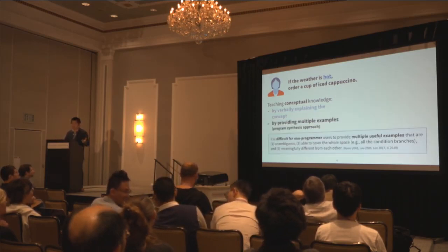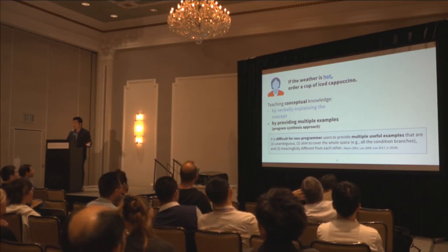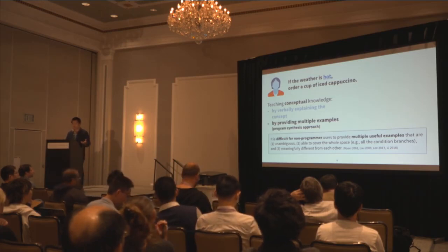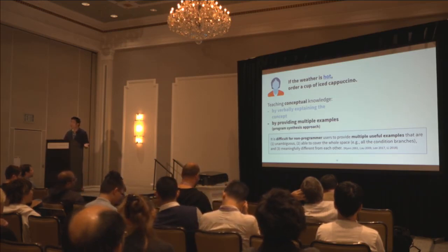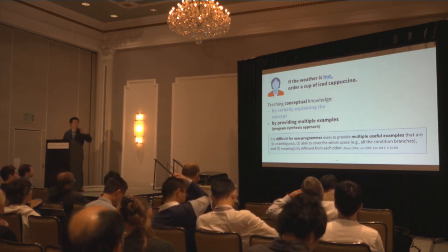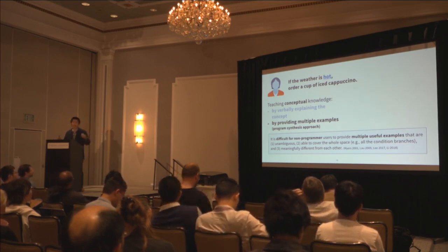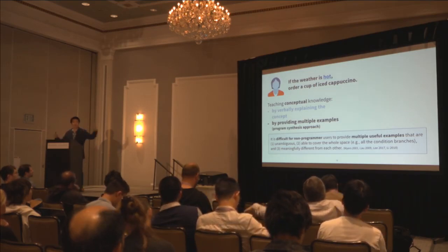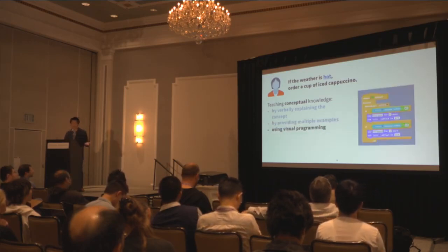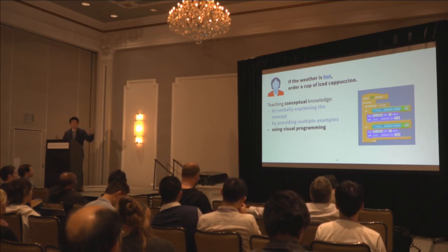Another approach is to have the user provide multiple examples, and then the agent can use program synthesis methods to infer a program that satisfies all the constraints in the examples. However, many prior studies have shown that non-programmers are usually not that good at providing useful examples. They often give ambiguous ones, or they give examples that are essentially the same to the agent, which will not cover the whole problem space. There's also the visual programming approach. While this is easier than conventional programming, it still has a notable learning barrier for end users.